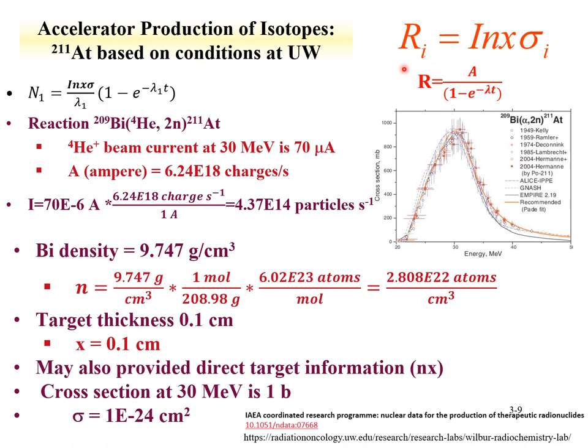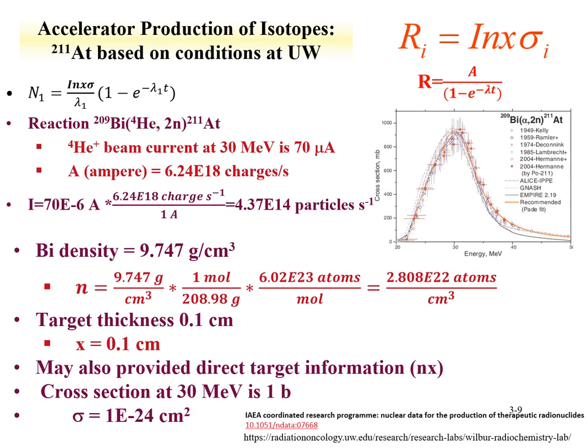So for the production of astatine-211, which is used as a radiopharmaceutical, the reaction includes a bismuth target, a helium projectile, two neutrons come off, and the product nuclei astatine-211 is produced.